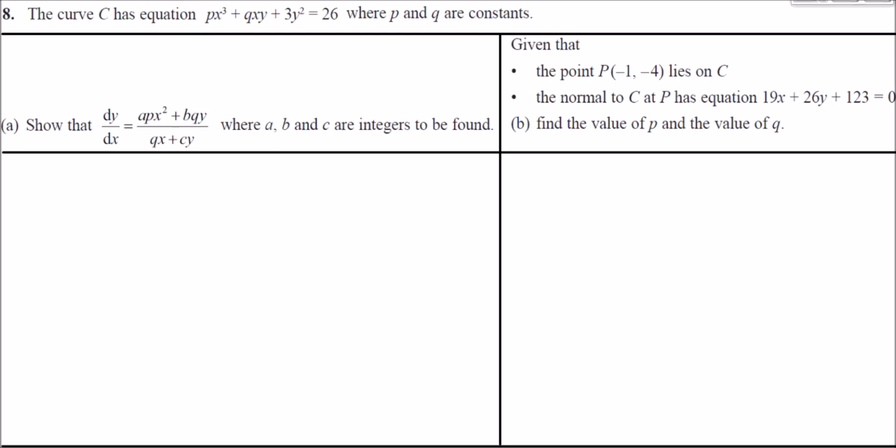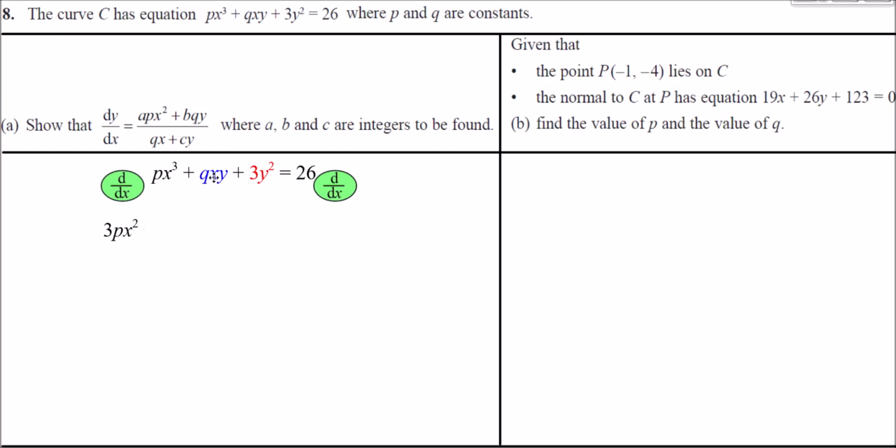So first of all, let's just write it down. px cubed plus qxy plus 3y squared equals 26. Well, px cubed is really easy to differentiate. That 3 just comes to the front, multiplies p, and then that power of 3 becomes power 2. So if we find the derivative of both sides, starting with the px cubed, that'll just become 3px squared. Next in blue, let's think of this as a product, qx multiplied by y.